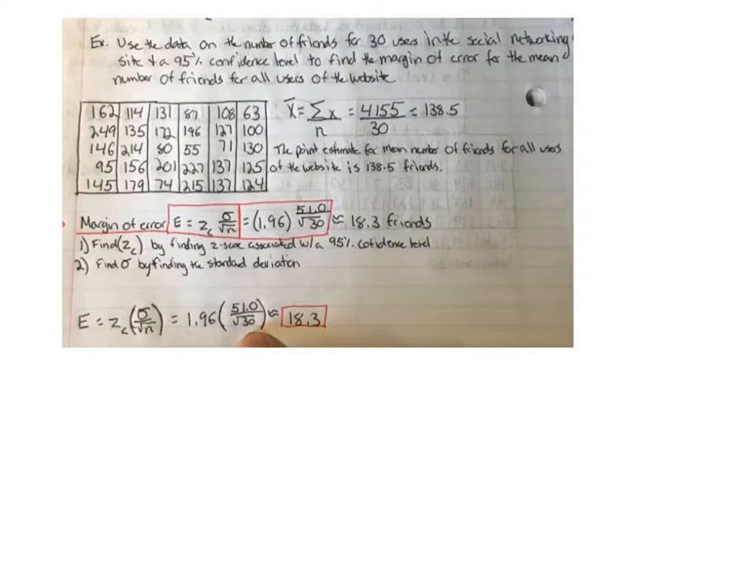This is an example with regards to confidence intervals and determining the margin of error for a confidence interval. And I want to talk you through how we go about doing that. So the example says, use the data on the number of friends for 30 users in the social networking site and determine a 95% confidence interval to find the margin of error for the mean number of friends for all users of this social networking website.